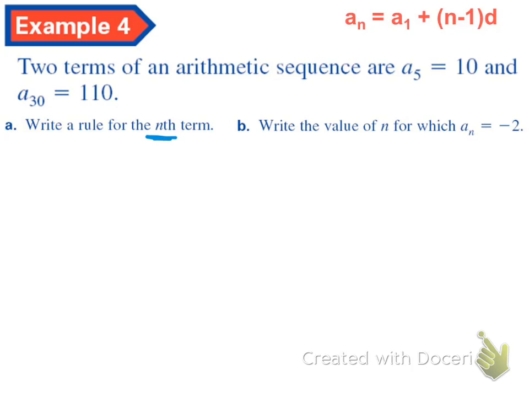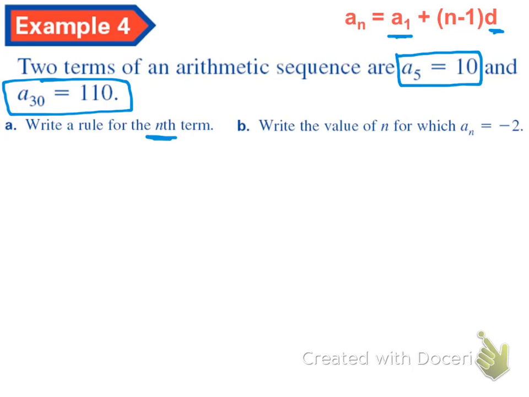To write a rule for the nth term, we're going to need to know what the first term is and what the common difference is. They haven't given us either one of those pieces of information. They've only given us what the 5th term is and what the 30th term is. To work this problem, what we'll do is write a linear system using the 5th term and the 30th term, solve for both the first term and the common difference. Then once we know what the first term and the common difference are, we can go back and write a rule for any term.